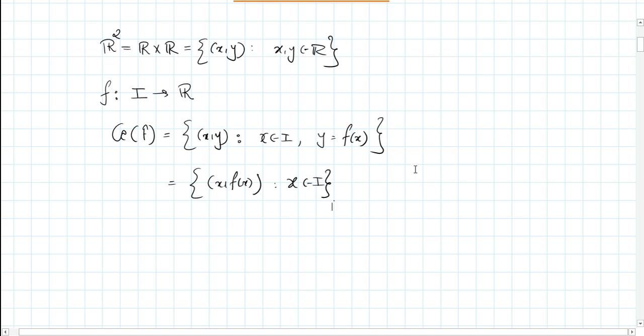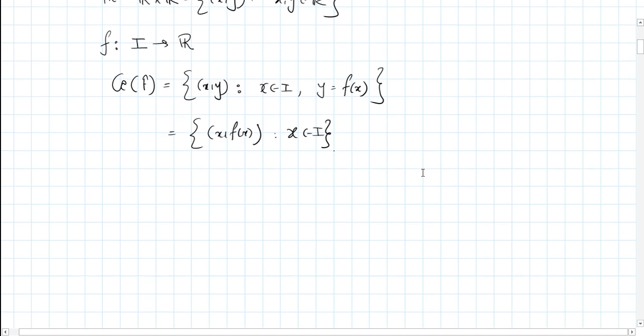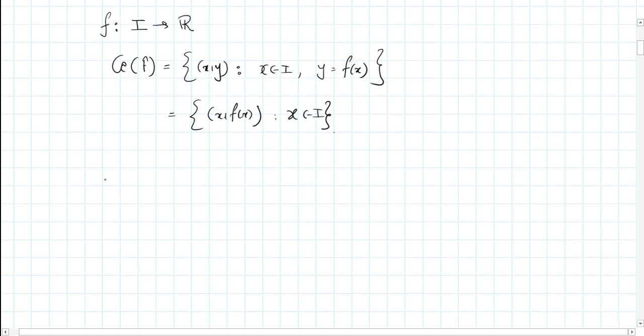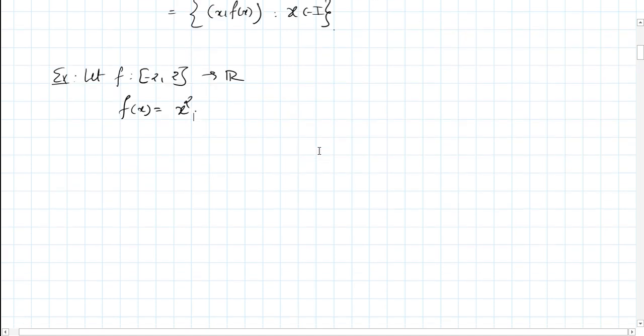So we are interested in plotting a curve given in Cartesian form in R2. For the plotting, we will generate a table for given specific values. So the first problem: let f from -2 to 2 to R, f(x) equals x squared. I want to plot this function.